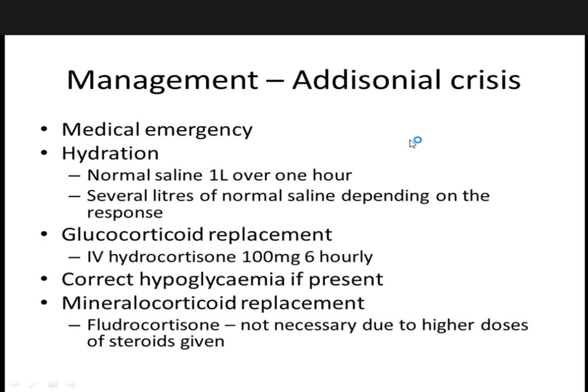So usually they have hypoglycemia. So you have to correct hypoglycemia with dextrose. Usually mineralocorticoid replacement with fludrocortisone is not necessary because we are using higher doses of IV hydrocortisone. These steroids also have some sort of mineralocorticoid activity. So that is more than enough during the acute setup, right? So you don't need to give fludrocortisone during the initial management part.